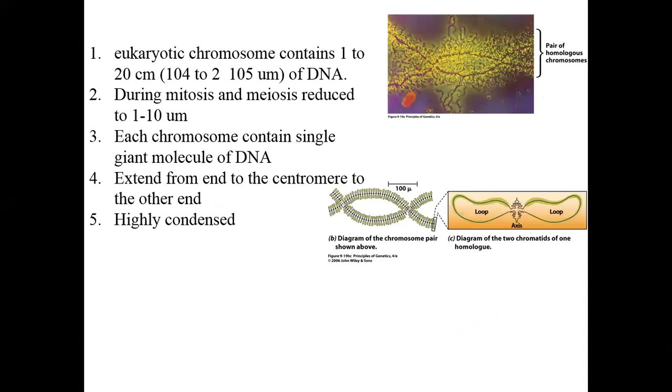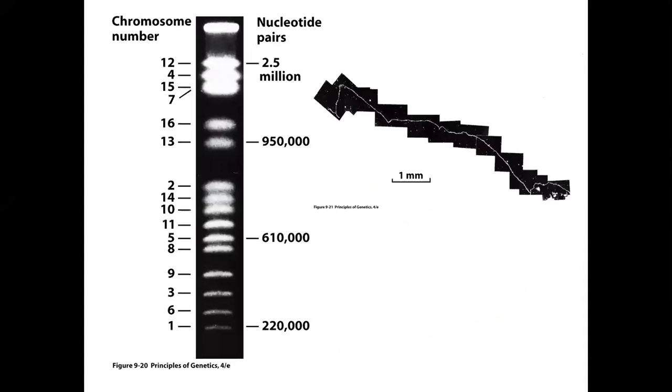Eukaryotic chromosomes contain 1 to 20 centimeters of DNA, and during the process of division, like meiosis and mitosis, it reduces to 1 to 2 micrometers. These chromosomes contain a single giant molecule of DNA, which extends from one end to the centromere and to the other end. And this is a highly condensed molecule.